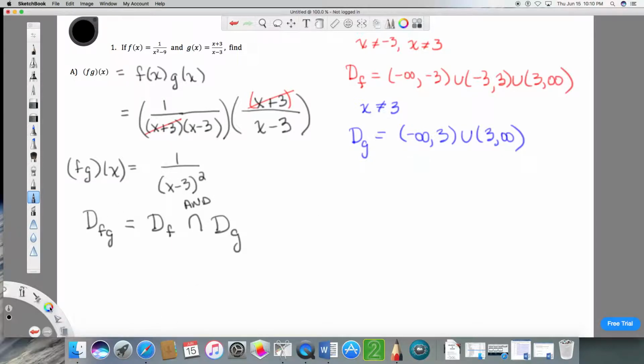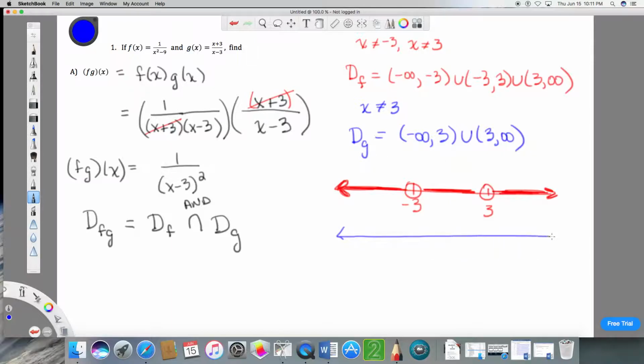So in red, let's sketch out the set of all real numbers, excluding negative 3 and positive 3. So my sketch for the domain of f would look something like this. And the sketch for the domain of g would look something like this.